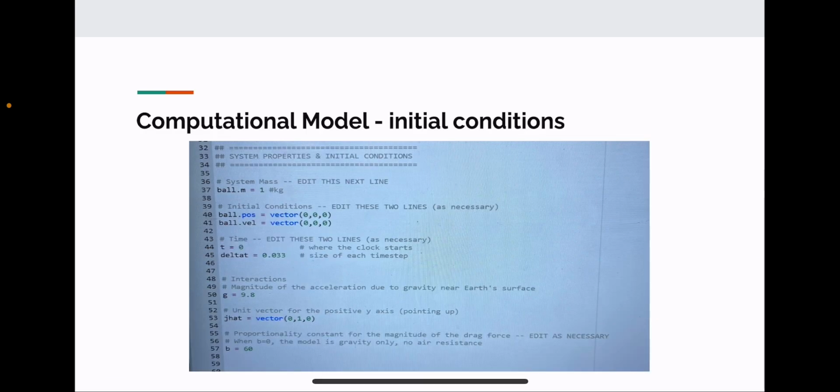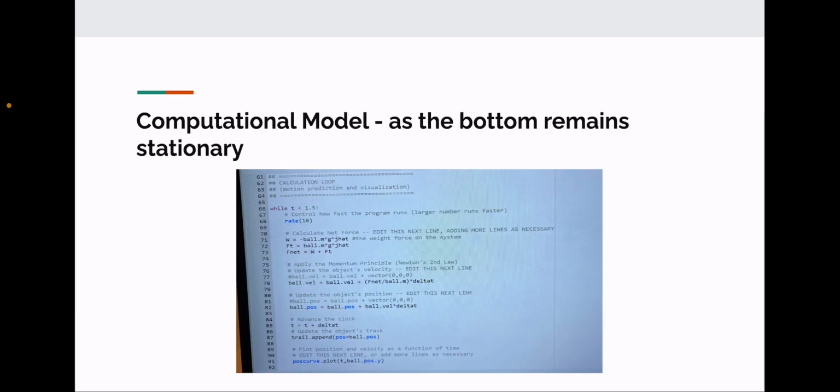The actual mass of the Slinky was unknown, so I made it 1 kilogram. The bottom of the Slinky starts as the axis, so its initial position is 0, 0, 0. It also starts at rest, so its initial velocity is also 0, 0, 0. Through a process of guess and check, I found the drag coefficient to equal 60, which is B. This calculation loop shows the system's motion as only the top of the Slinky is falling.